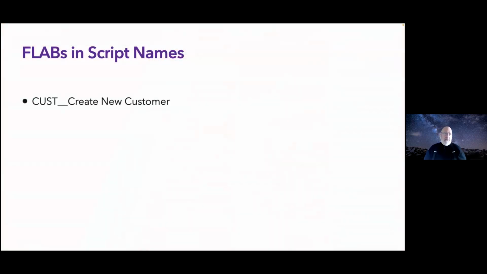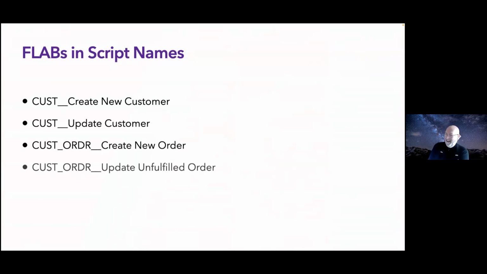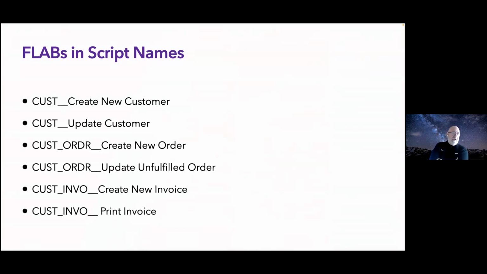So flabs and script names. Now, this is where I use the double underscore. So you can do the same thing with scripts. You look at a list of scripts and blammo, there you are. You know the relationships that are being dealt with.